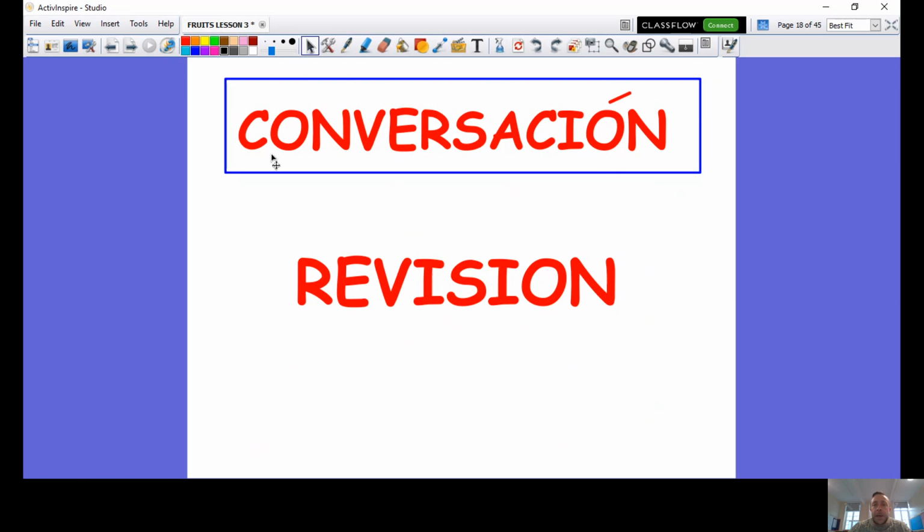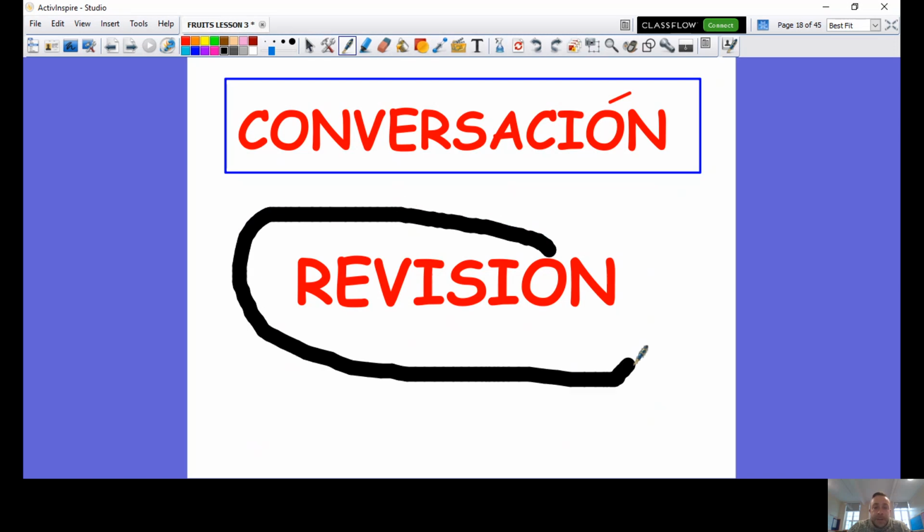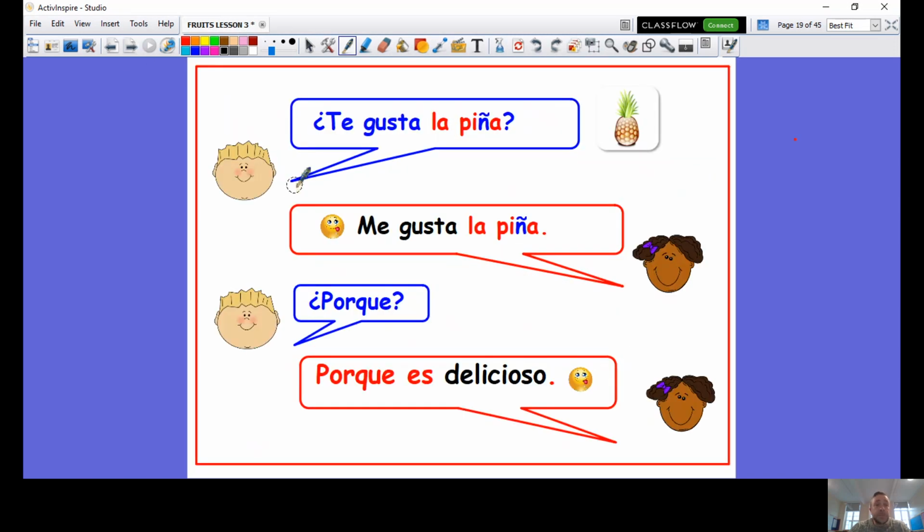Now, we're going to have a conversation like we did in the last lesson, but this one is a little bit of revisión. It's a little bit of revision. Let's have a look at last week's conversation. We had the boy and the girl, and the boy started with a question. And we know it's a question in Spanish because we have 2 question marks, one at the beginning and one at the end. And his question was, ¿Te gusta la piña?